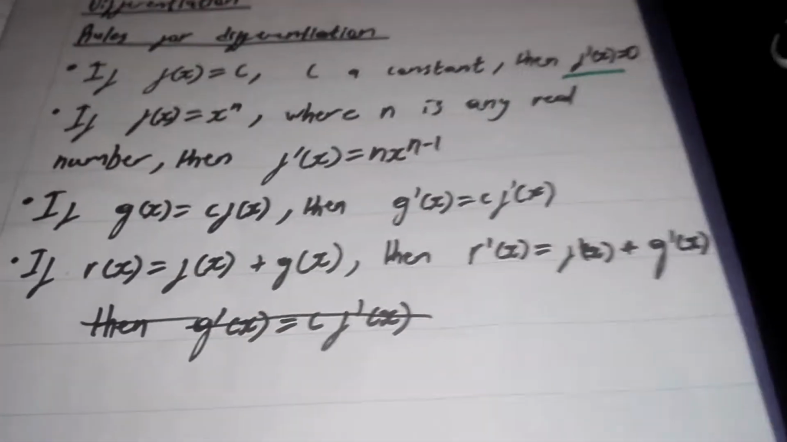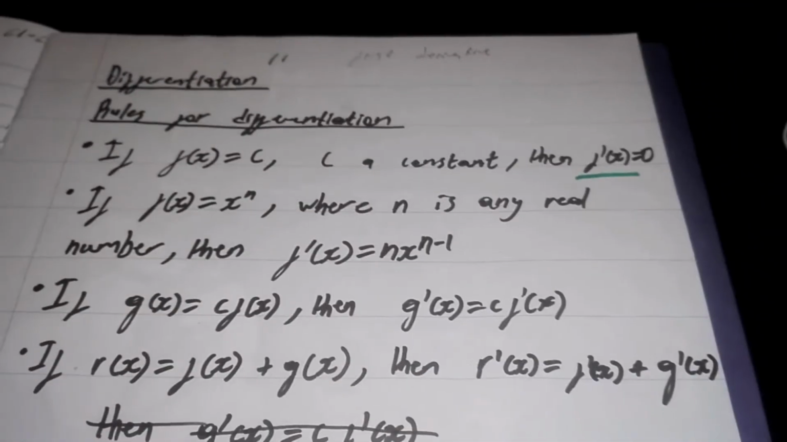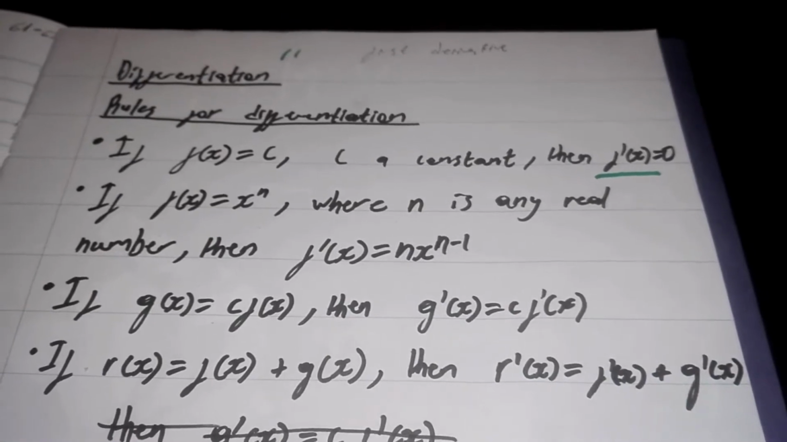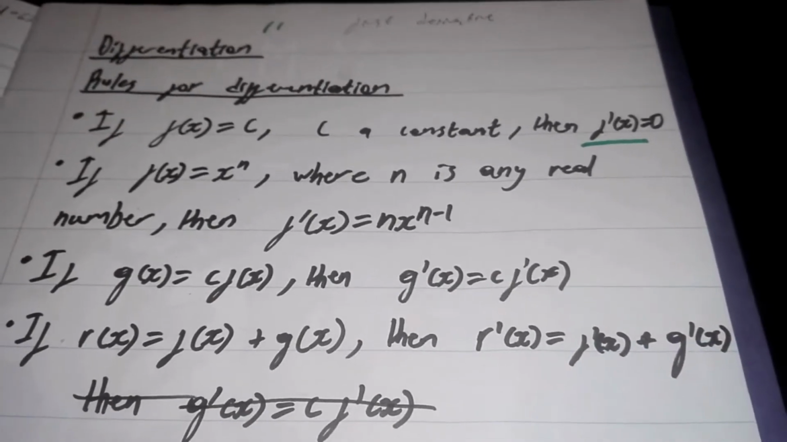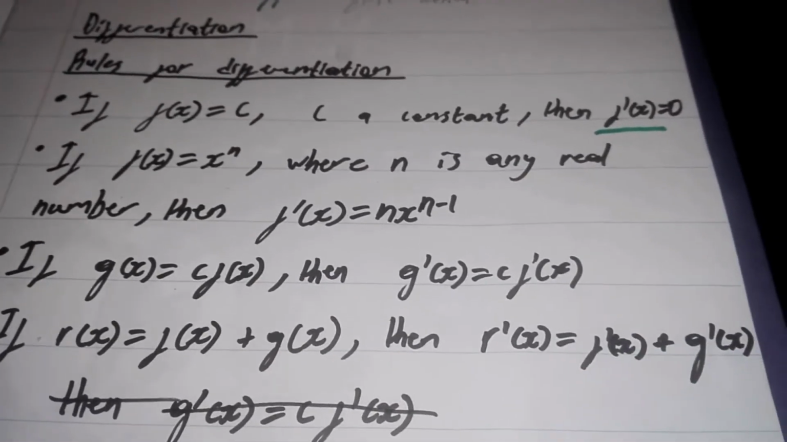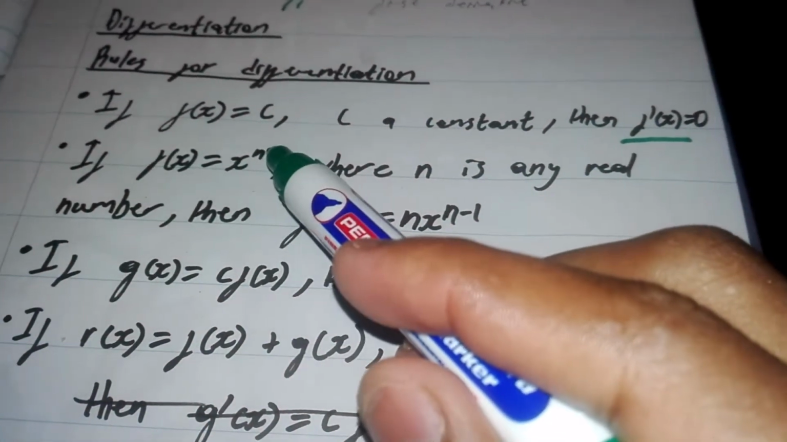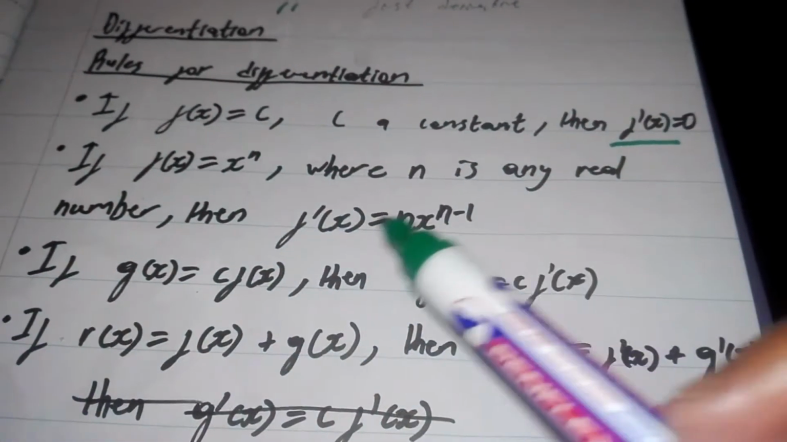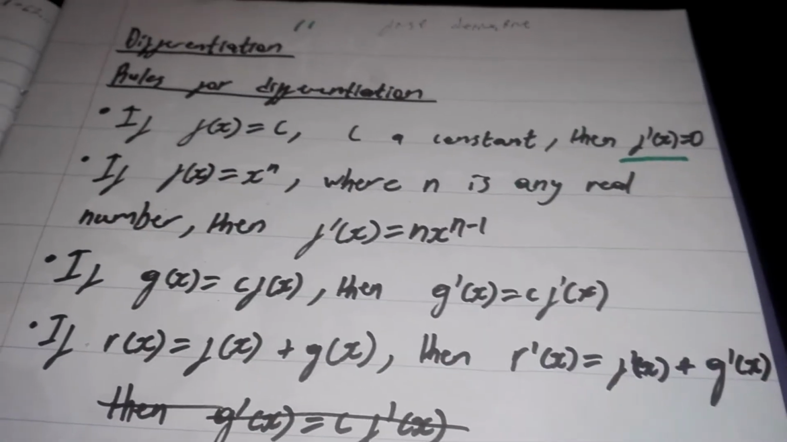The second point, we have f at x which is equal to x to the power n, where n is any real number. Then a differentiation of f at x will be as taking this n, this side to this side, and then subtract the power by 1.